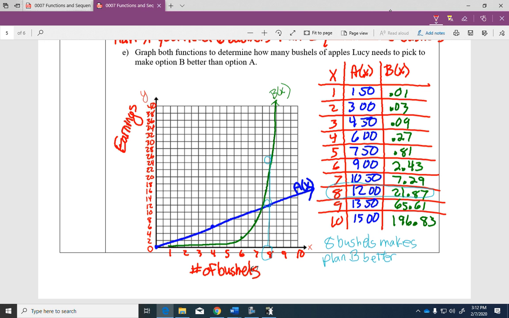So you can see 8 bushels is where option B is way better than option A. And if you're going to pick more than 8 bushels, definitely go for option B.